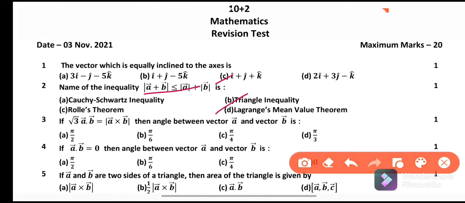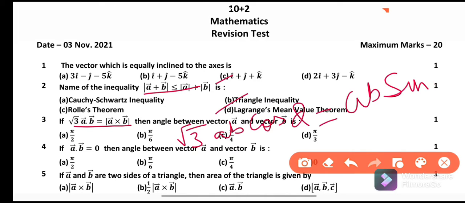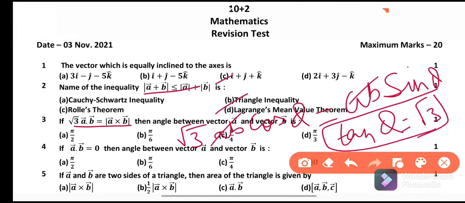Next, if root 3 times the dot product of A and B is equal to the cross product of A and B, then the angle between vector A and vector B is: root 3 AB cos theta equals AB sin theta. AB cancelled. Tan theta is equal to root 3, and the value of theta for which tan theta is root 3 is pi by 3. So the answer is option D.